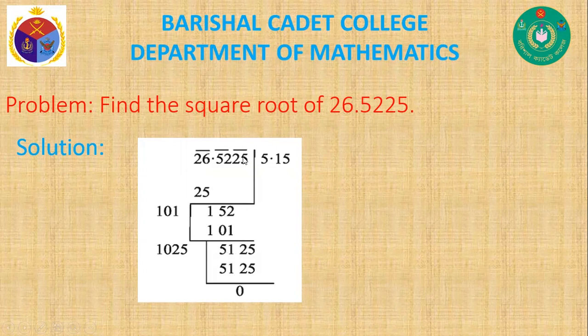Then again take this pair, that is 25. So what is the double? The double of 51 is 102.